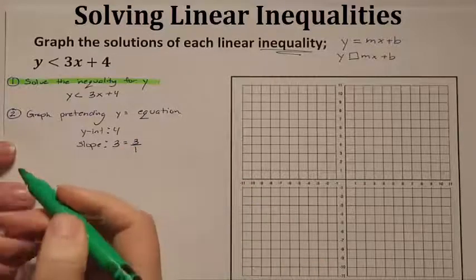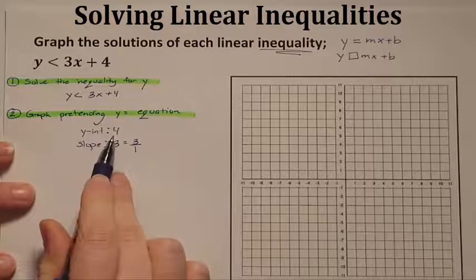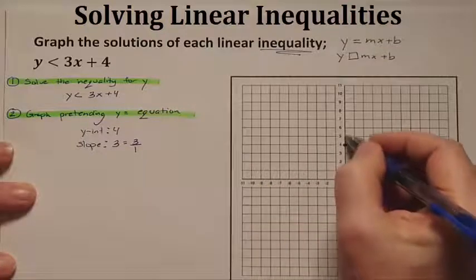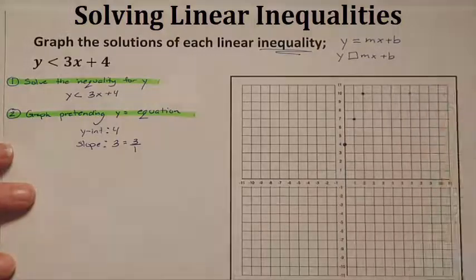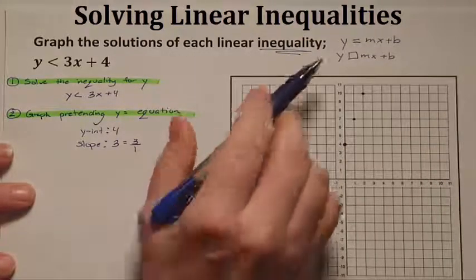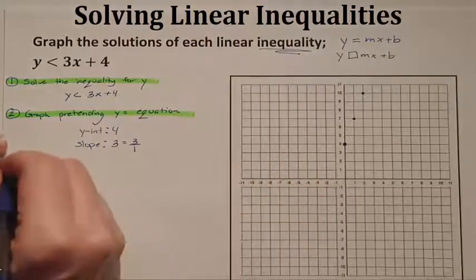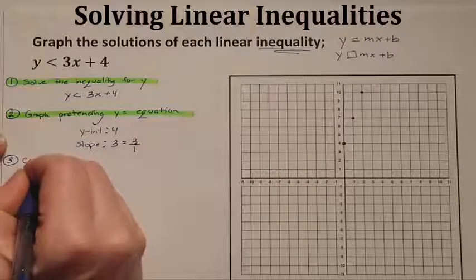So step number 2 was to find all the necessary information so that I could graph it. So I needed to graph this. My y-intercept is 4. My slope is up 3 over 1. Up 3 over 1. Now do not connect yet. That is the difference between linear equations and linear inequalities. So step number 3, since we're dealing with inequalities, we need to connect these differently.